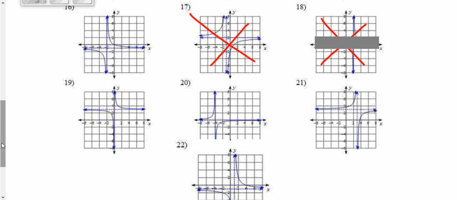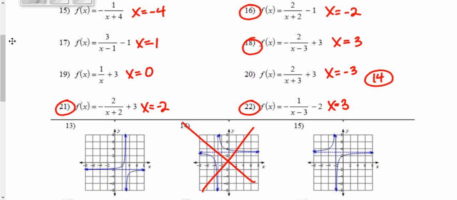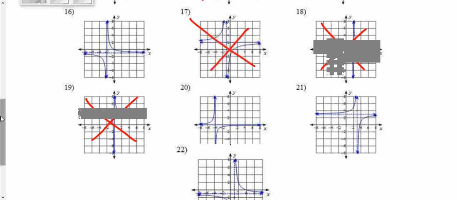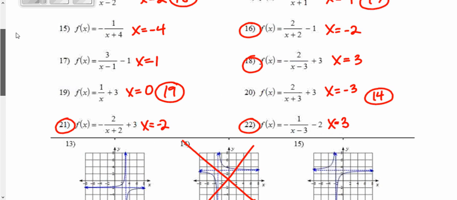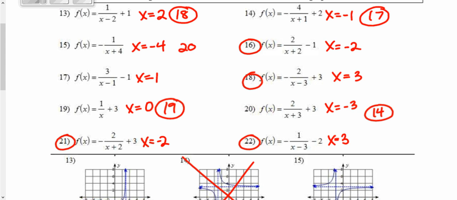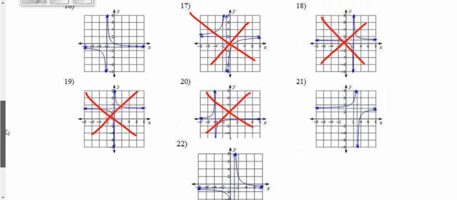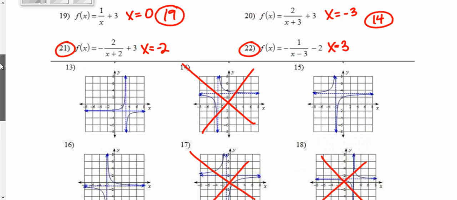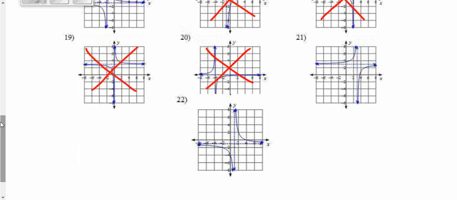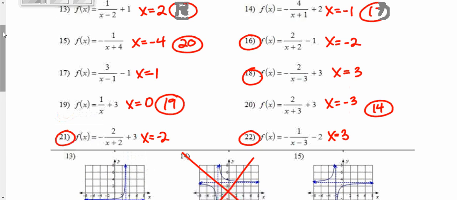Number 19 has a vertical asymptote of 0. So which equation had a vertical asymptote of 0? Also 19. 20 has a vertical asymptote of negative 4. So looking for that up in the equations. 21 has a vertical asymptote of 3. I think that's one that's the same. Yeah, so I'm going to come back to that. And then 22 is a vertical asymptote of 1. So 22 must go with 17. Okay, so now I have 4 equations, 4 graphs left.